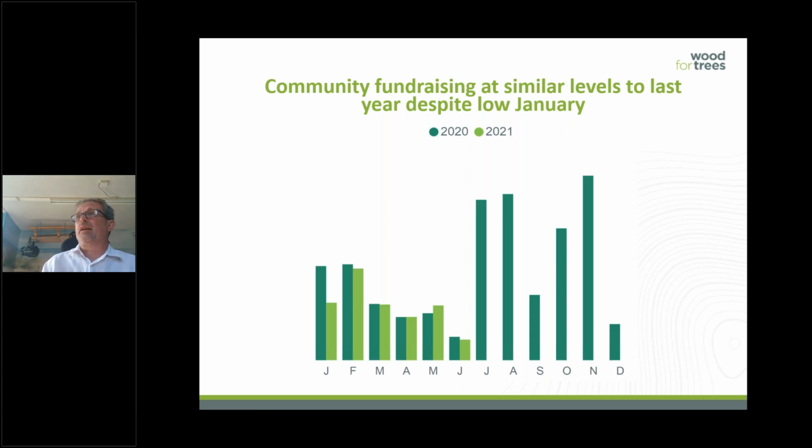Community fundraising is at fairly similar levels to last year. January looks a bit low, but on the whole, the other months are holding up. What will be interesting to see, as you can see on that chart, is the strength of community fundraising and events at the back end of last year through all the digital events that took place. It'll be really interesting to see whether that continues to pan out through the next few months of this year.